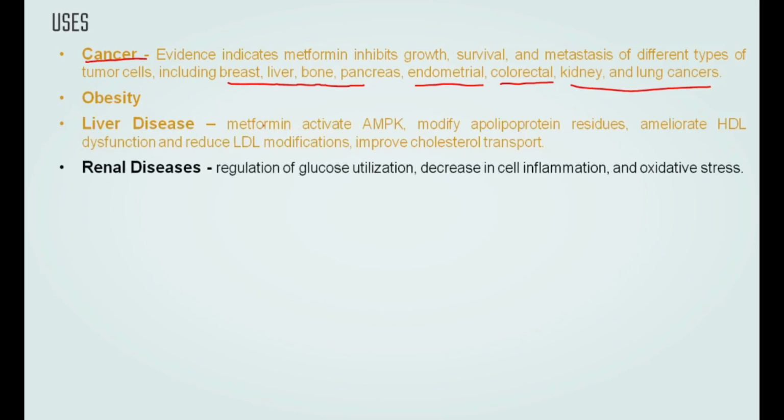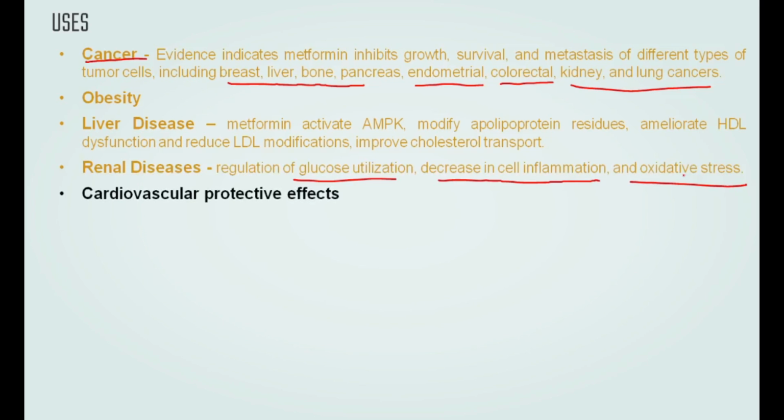Next is renal disease. So by utilization of the glucose, it decreases the cell inflammation and the oxidative stress, because metformin again is very useful to reduce the inflammation and oxidative stress. So they are also helpful in the renal disease condition.